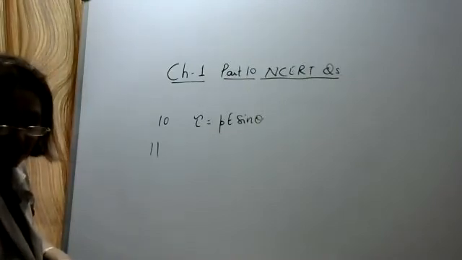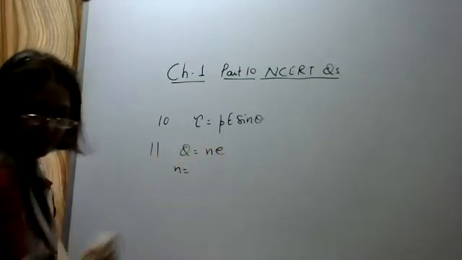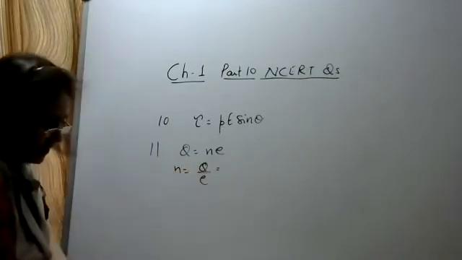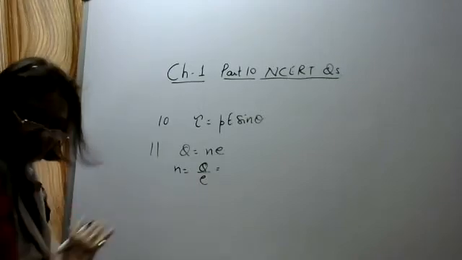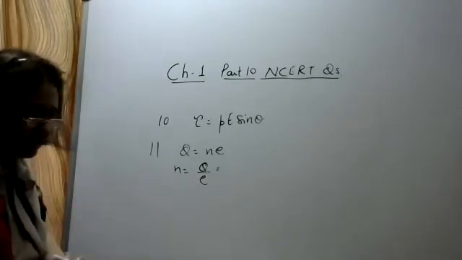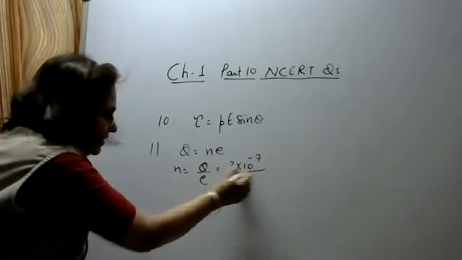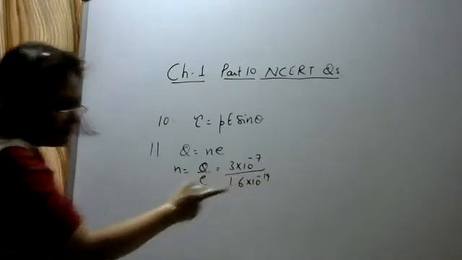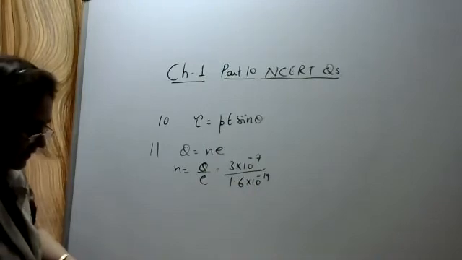Also you have to find out the number of electrons. We know that Q is equal to N into E, where N is the number of electrons. N is equal to Q upon E. Q here is 3 into 10 raised to the power minus 7. E is also negative, so the minus minus sign cancels out. 3 into 10 raised to the power minus 7, and E here is minus 1.6 into 10 raised to the power minus 19. Simplify it, you will get the number of electrons.